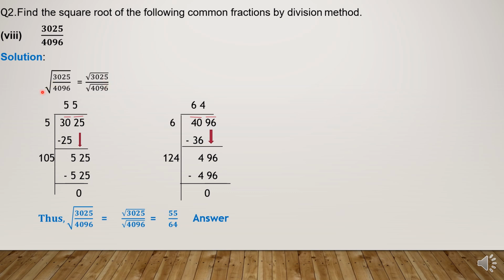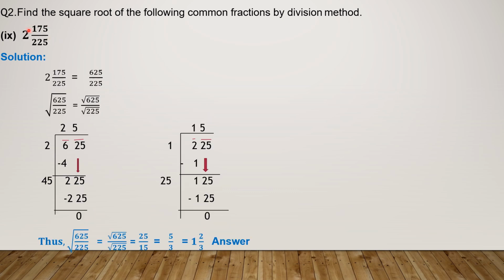So again rewrite this step. Now put the value of the square root of 3025, that is 55. Similarly put the answer of the square root of 4096, that is 64. Your answer is 55 by 64. Now should we convert this into a compound fraction? No, we will not, like the previous one. Why? Because the numerator is smaller than the denominator, so there is no need to convert it into a compound fraction, and we can't convert it into a compound fraction.